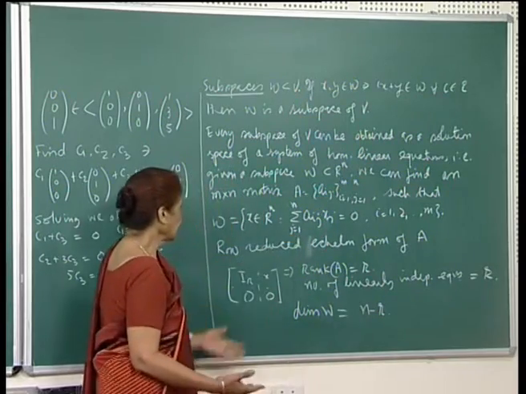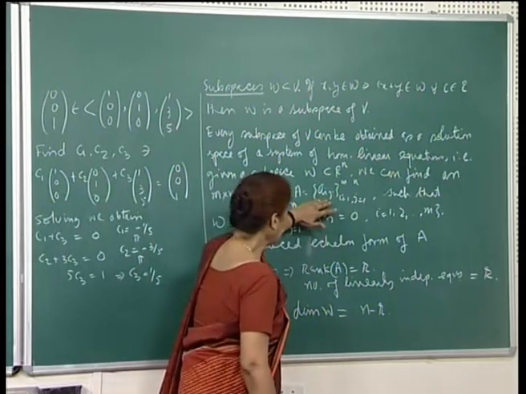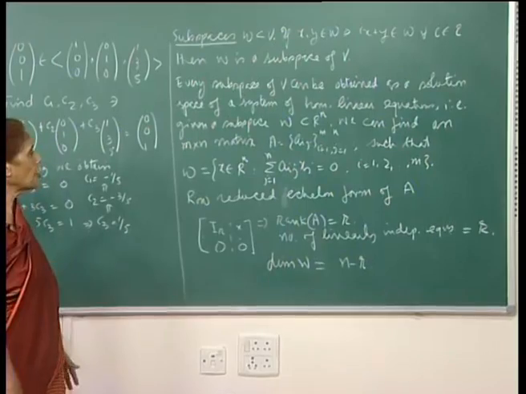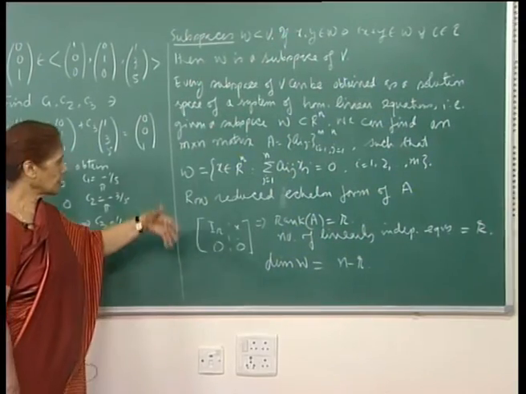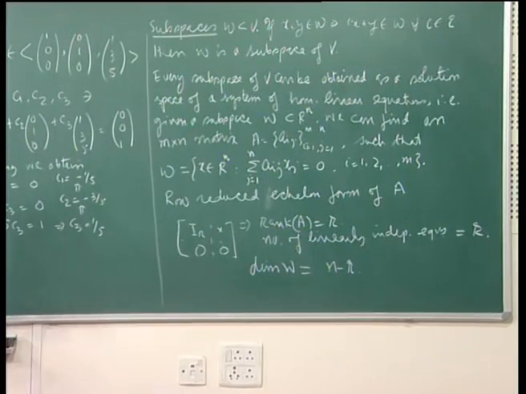Now, of course, the whole idea is how do you go about finding the corresponding matrix A, and of course, there can be more than one such system of homogeneous equations for which the solution space is W. So, all those things are there, but we will not go into that, I just want to give you an idea.